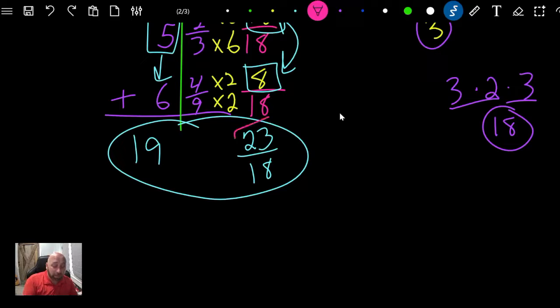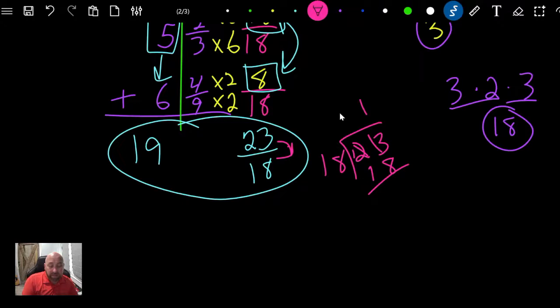It's an improper fraction. The 23 is on top and the 18 is on the bottom. So I'm going to knock that over, and I'm going to get 23 divided by 18. That's going to go 1 time 18. And then you subtract that out. So 23 minus 18 is going to give me 5 over 18. 1 and 5 over 18.